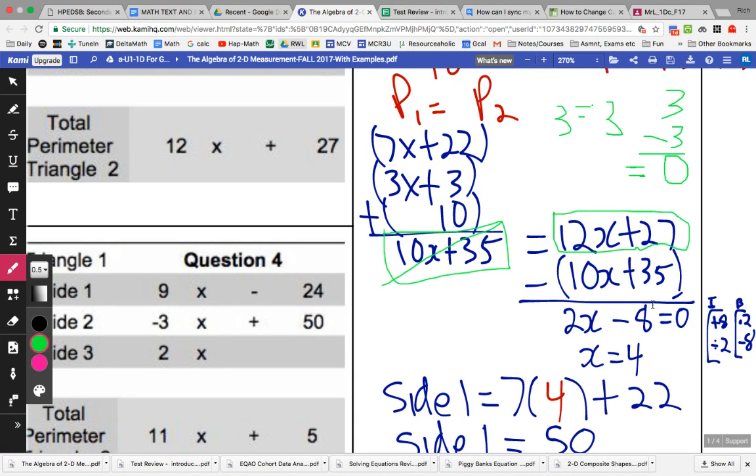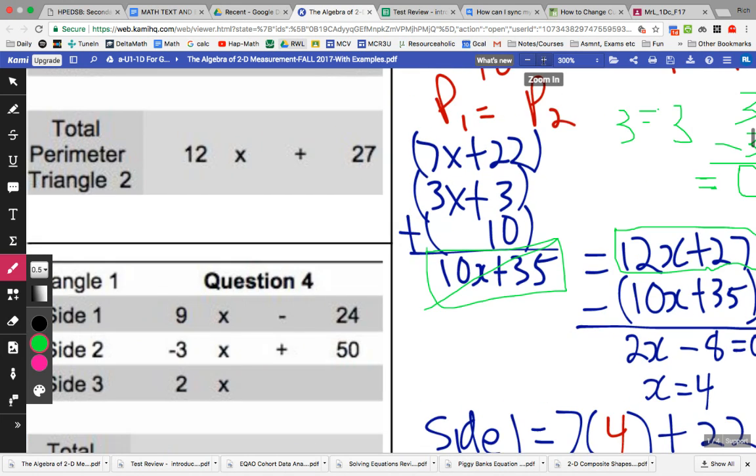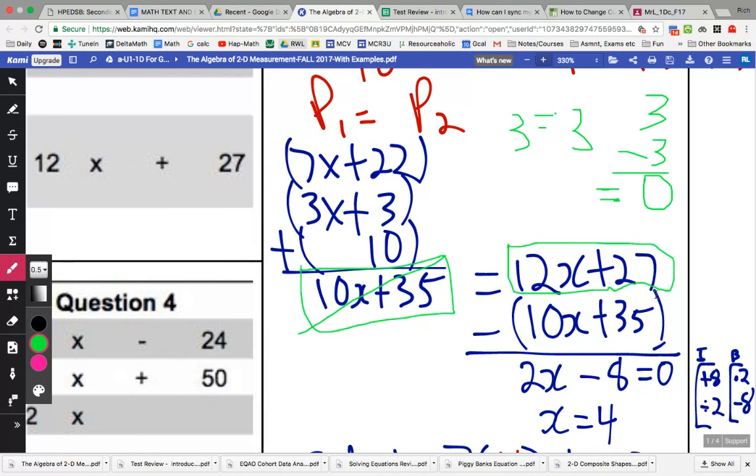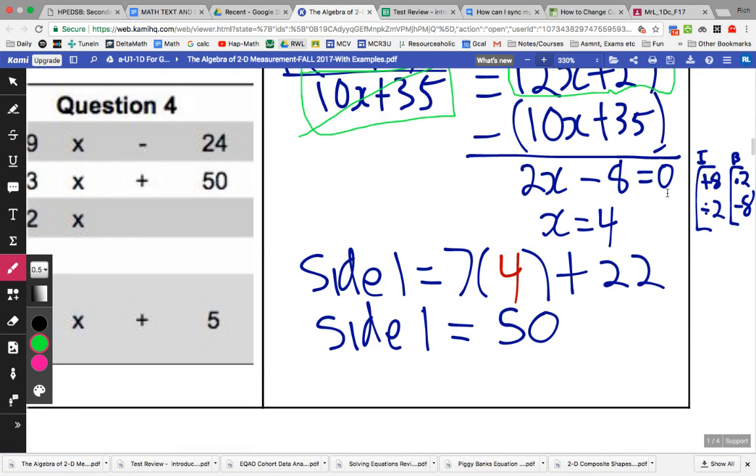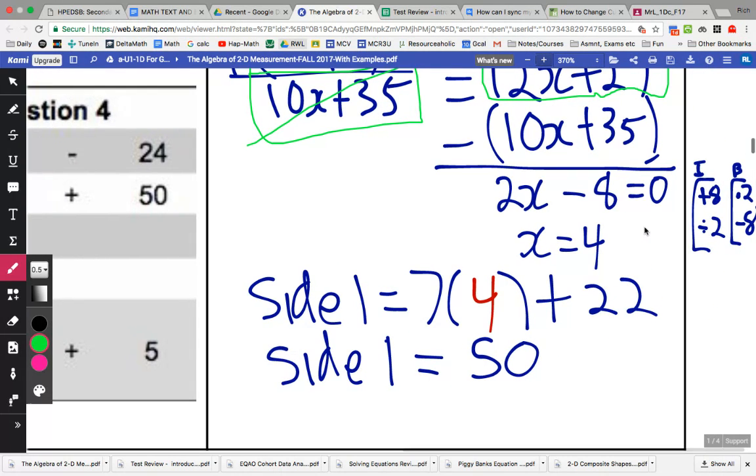So now I've got an equation to solve, right? Fairly straightforward. These equations are really easy because the right side is equal to 0. I do my BEDMAS, I do my inverse operations: add 8 and then divide by 2. And that applies to 0. So 0 plus 8 is 8, divided by 2 is 4. So x is worth 4.